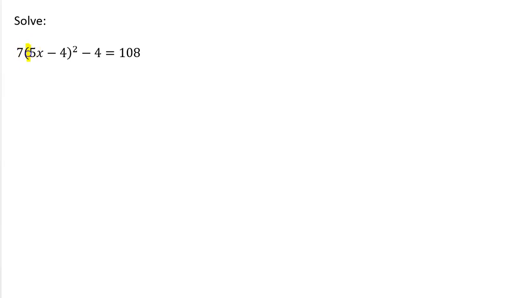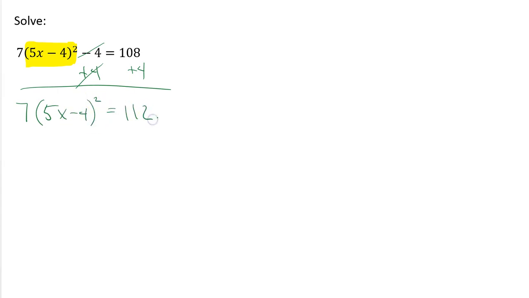We could isolate, in other words, get the square part by itself on one side, and make sure we don't have any variables on the other side. And if that's the case, then once again we could use the square root property. So the first thing I'm going to do is add 4 to both sides of my equation so we can remove that -4. Of course those cancel, right? You have 7 times (5x - 4) squared is equal to 112.